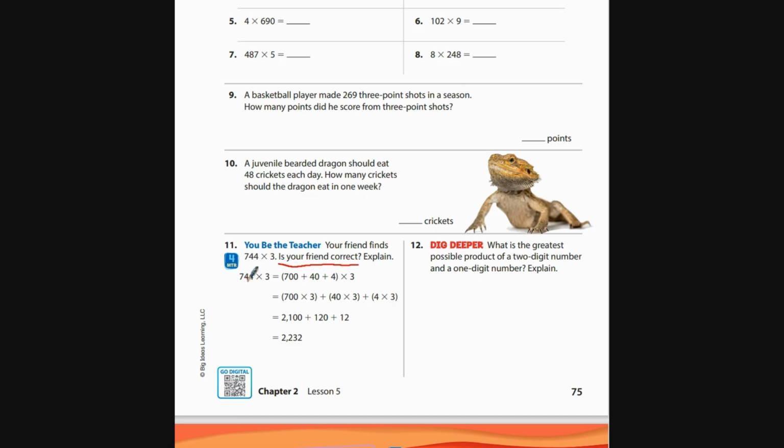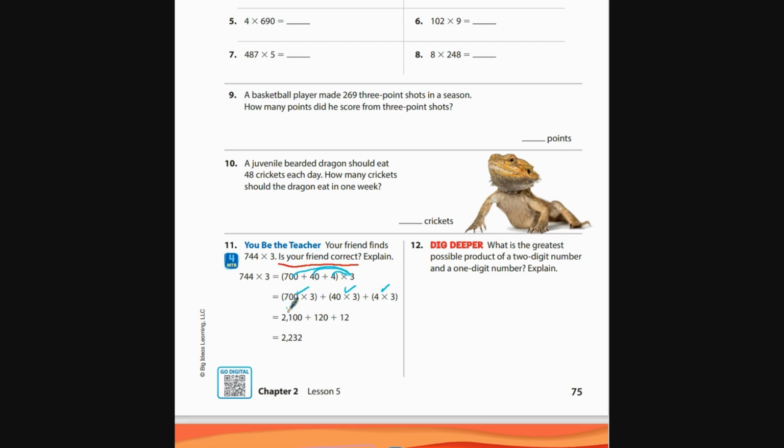How do I expand 744? Let's see. 700 plus 40 plus 4? Yeah, that's 744. Well, let's see if maybe they followed the rules wrong. All right, let's look at the rules. 3 times 4. Is there a 3 times 4 here? Yep, there's that. Okay, here we go. 3 times 40. Is there a 3 times 40? 40 times 3? Yep. And the last one. 3 times 700. Is there a 3 times 700 or 700 times 3?